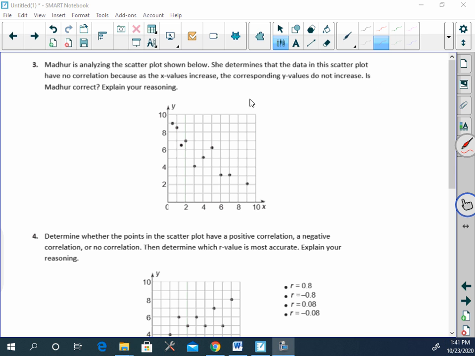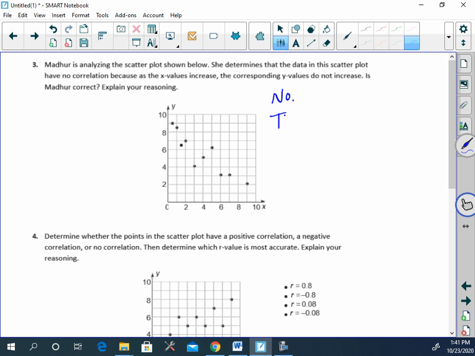So she is saying that there's no correlation. There's definitely a negative correlation here. As the x values are getting bigger, you can see that the y values are getting smaller. So there's a correlation. It's just a negative correlation. And a lot of the problems that we saw, like in the book, were a positive correlation, whereas x went up, y went up. But this is a negative correlation. So is she correct? We're going to go ahead and say no.